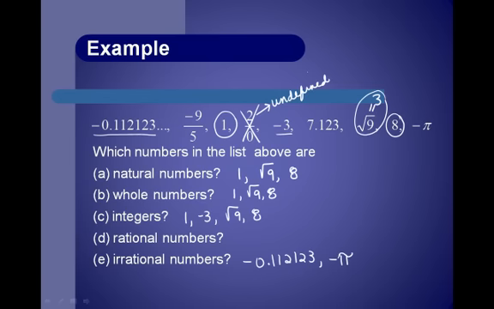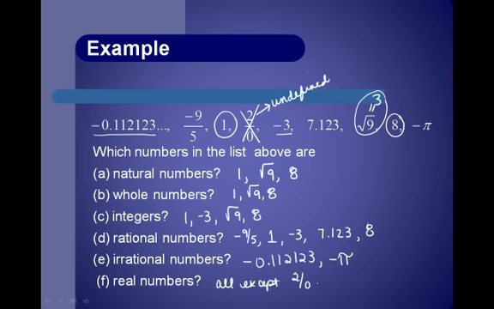So our rational numbers are the numbers that can be written as a fraction of integers. So we've got negative 9/5, 1, negative 3, 7.123 because that's a decimal number that terminates, and 8. And then which of these are real numbers? Well, because we've got 2 over 0 in our list, which was undefined, which is not a real number, we are going to say that our real numbers are all numbers in the list except for 2 over 0.